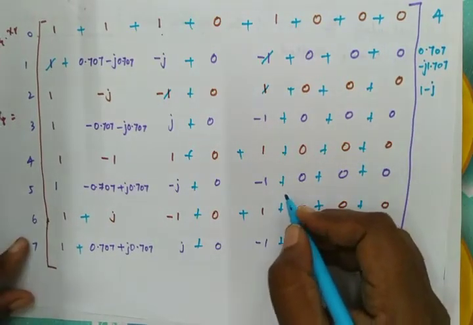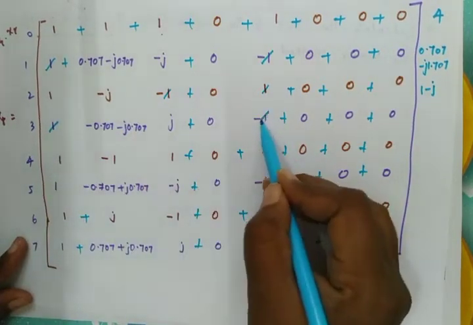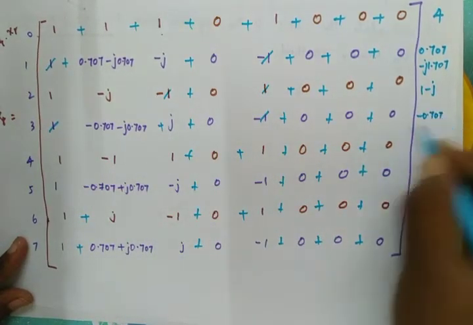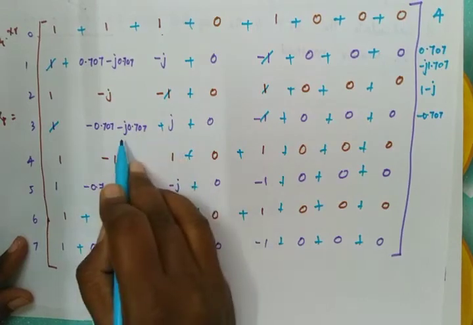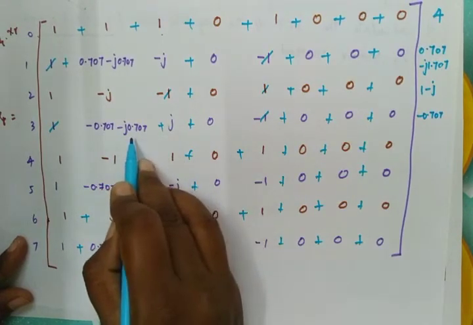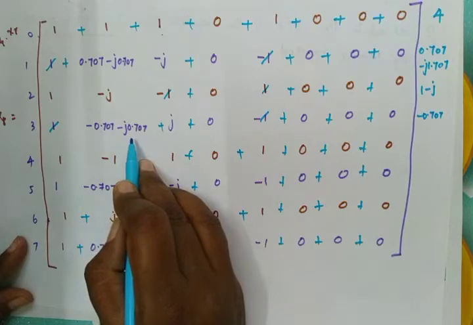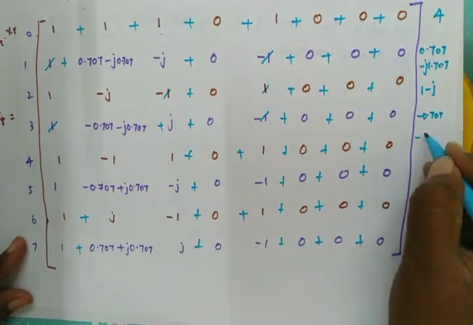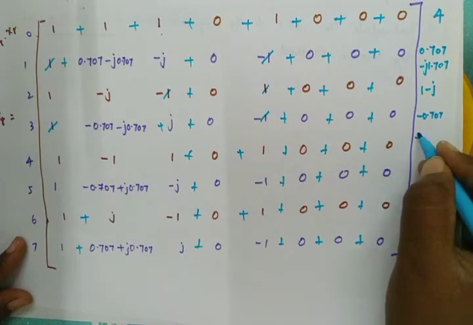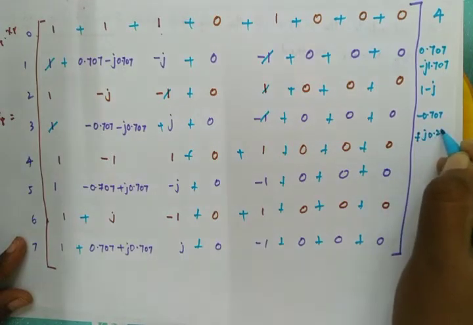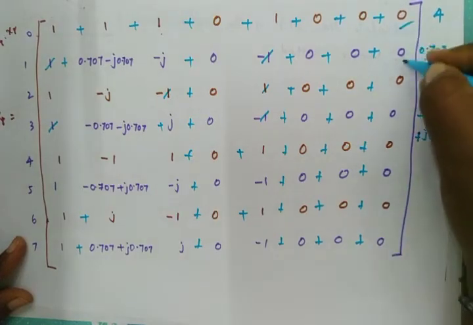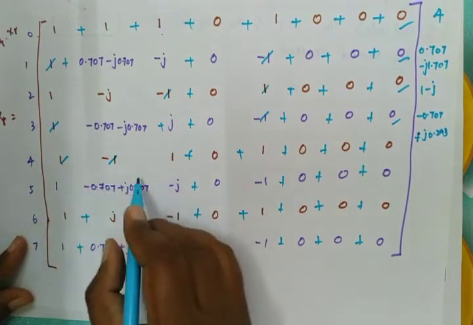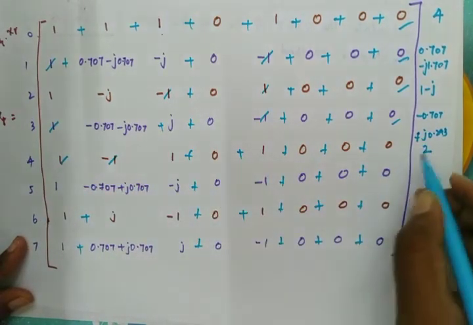Then the fourth one is, so here we have plus 1 minus 1 plus j. So minus 0.707, and here we have plus j and here we have minus j. So 1 minus 0.707 is 0.293. So previously we did this. So here we have minus 0.707 plus j 0.293. So 0, 1, 2, 3. We have completed up to this. Then the next one is 1 minus 1 gets cancelled, and here we have only 2.